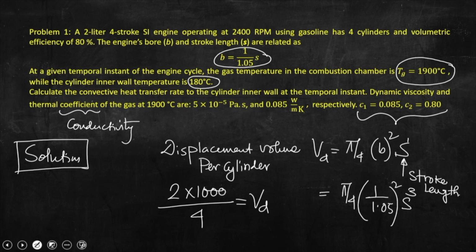So, if we compare these two, then we will be getting from here, what about S? S is, I am writing the value, 8.886 centimeter. So that means displacement volume per cylinder, which we know from the data given, that is 2000 cc divided by 4, which is nothing but this expression. From there we can calculate S, that is stroke length. Once we calculate stroke length, if we go to the next slide, we can calculate bore diameter.